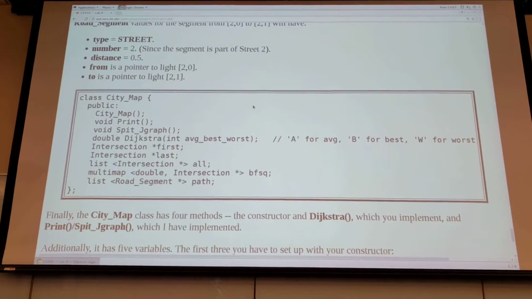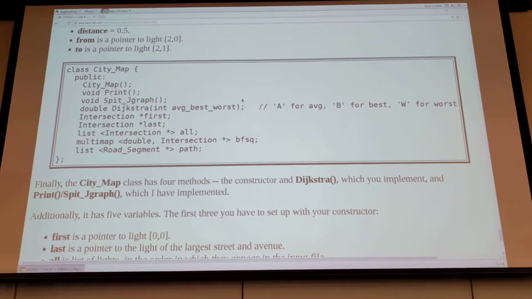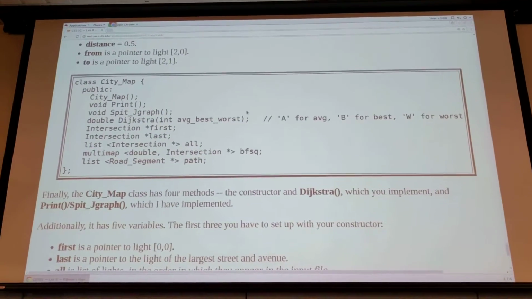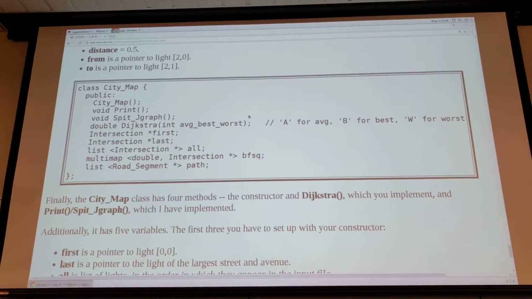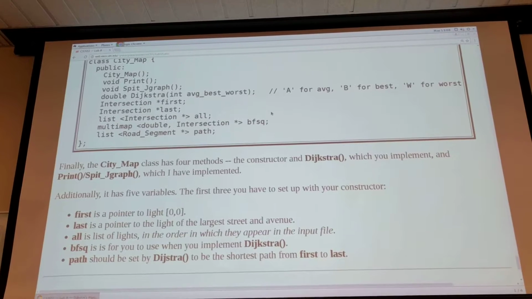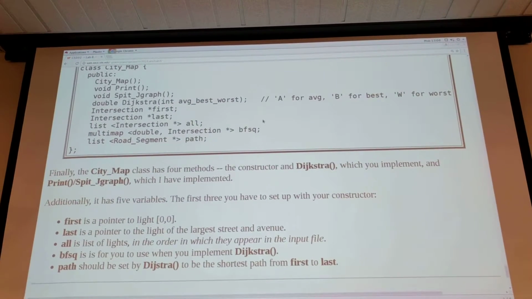The last class is the city map class. It has the constructor and Dijkstra, which you'll implement, and it also has print and split JGraph, which are already implemented for you. The other thing to note is that it has a pointer to the first intersection and a pointer to the last intersection, and you'll have to set these in your constructor.